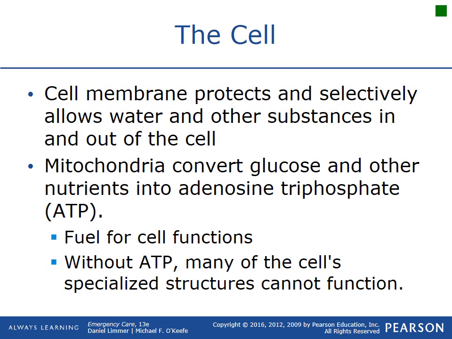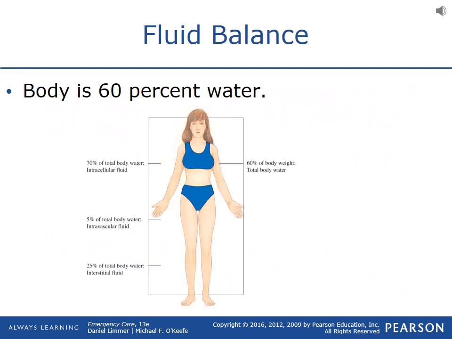The mitochondria within that cell have one of their most essential jobs: to convert glucose, the sugar within your body, and some other nutrients into adenosine triphosphate, ATP. You will hear the word ATP a lot within this class. ATP is essentially the fuel for your body. This is the fuel that makes everything function the way it should. Without ATP, your body's not going to function very well at all.